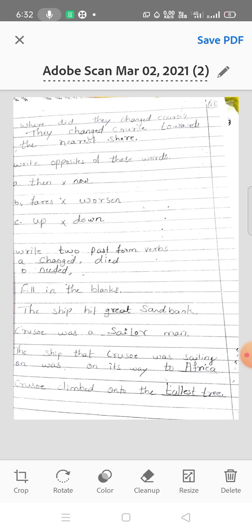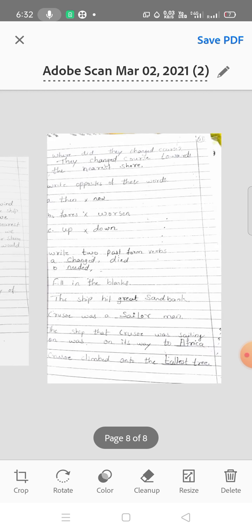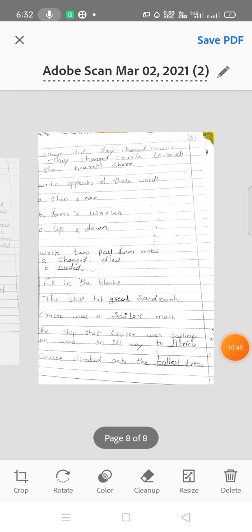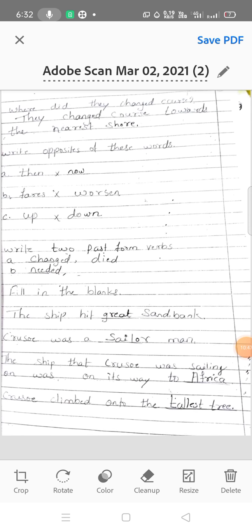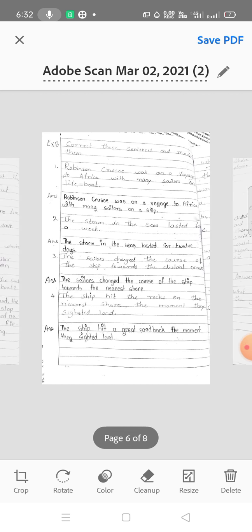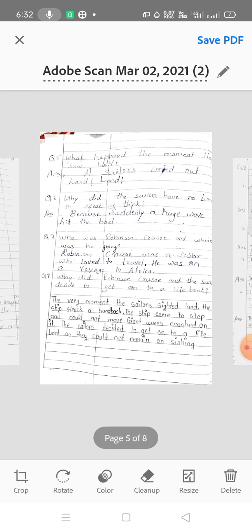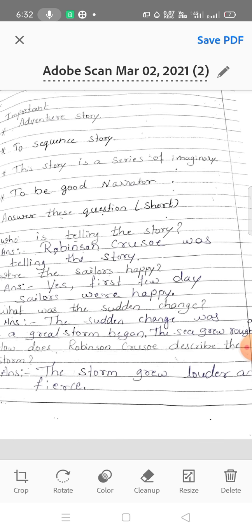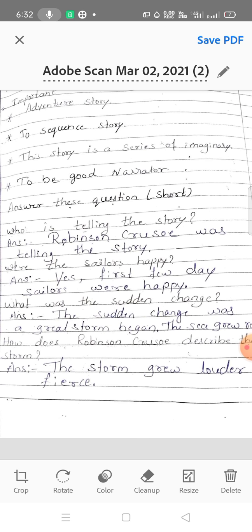Okay, write opposites of these words. Write two past forms of verbs. Fill in the blanks. This you have to do in your revision sheet. See children, whenever you are listening to my video, you have to open your revision sheet and textbook with you, because I don't have any Xerox copy with me. I am using my handwritten copy here, so its picture is not clear. You always use your revision sheet whenever you are watching my videos.